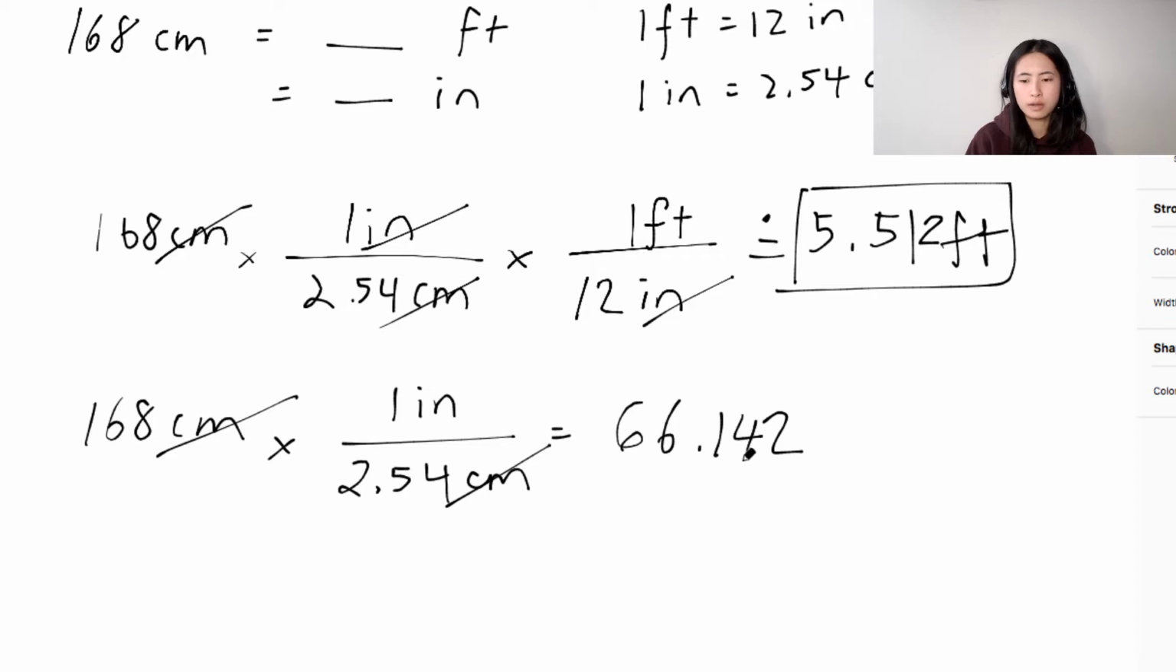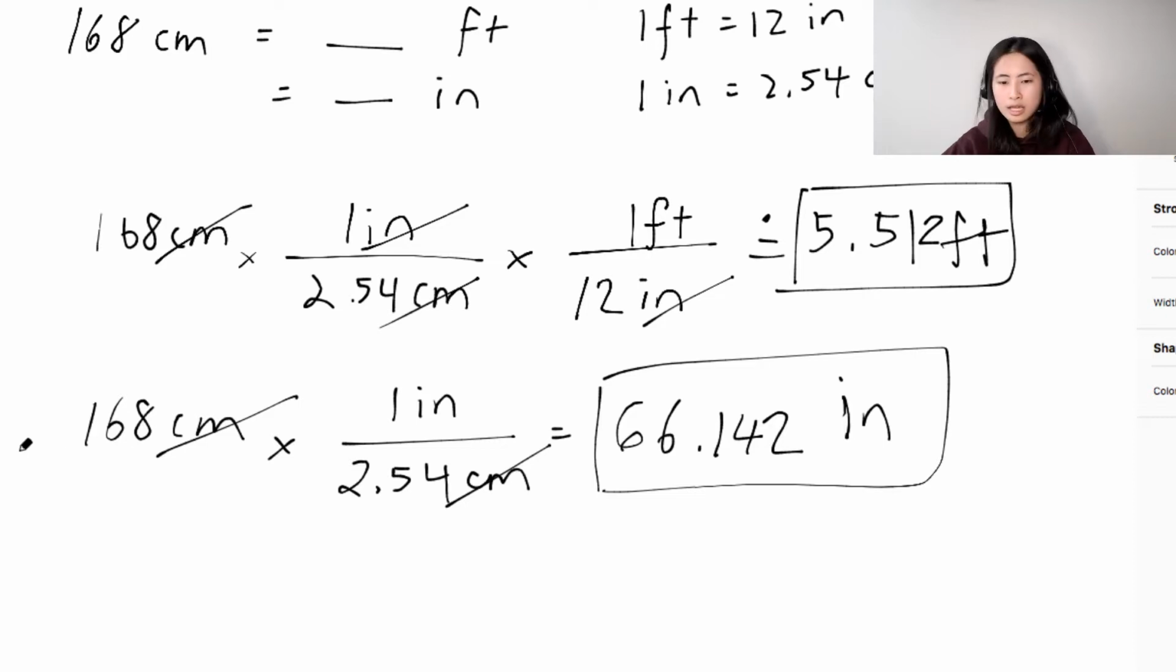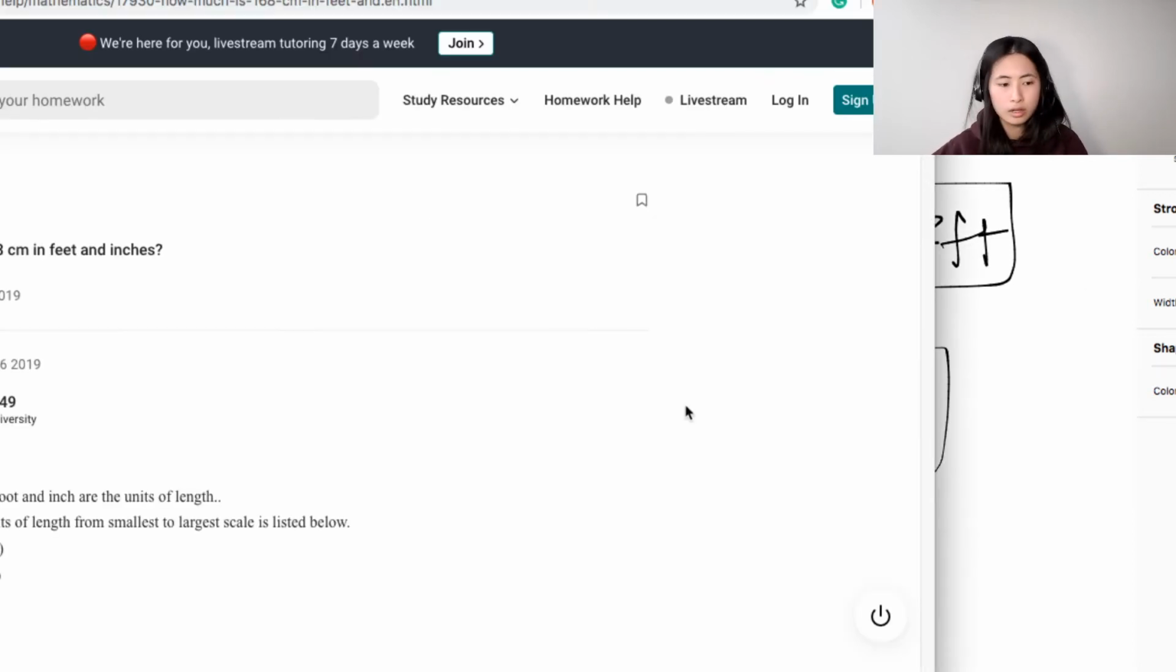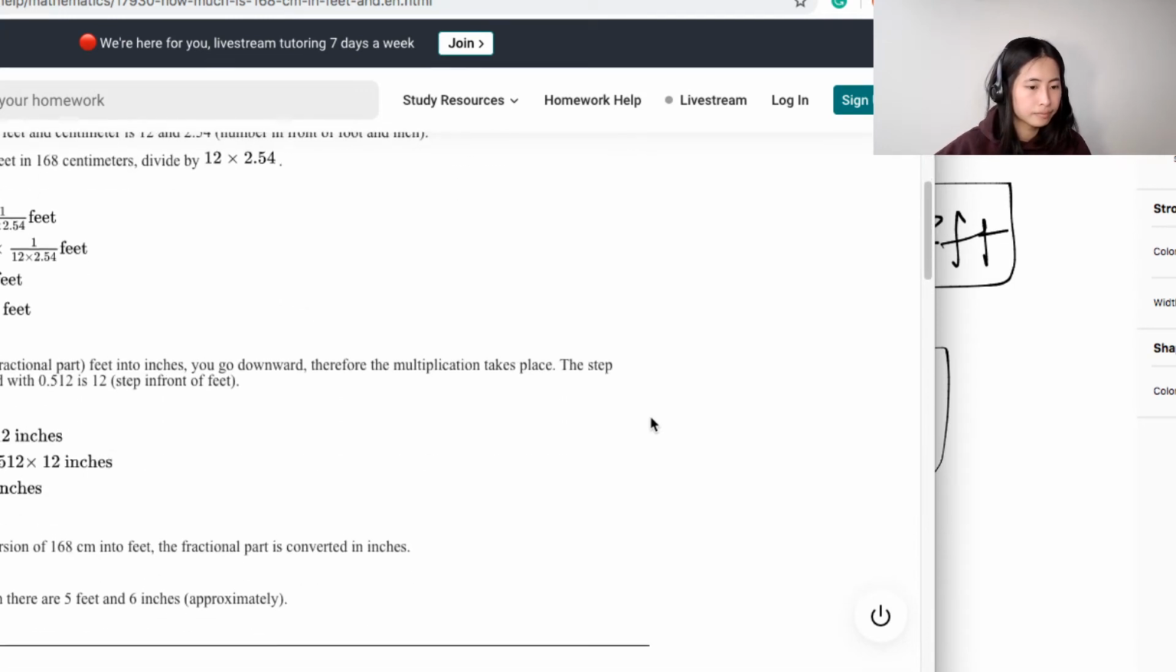So let's keep 3 digits after the decimal point. You would have 66.142, and this is in inches. And by the way, this is approximate because I had to round things. Okay, so what I'm getting right now is 66.142. So this is actually incorrect. It's not supposed to be 6.1 inches.